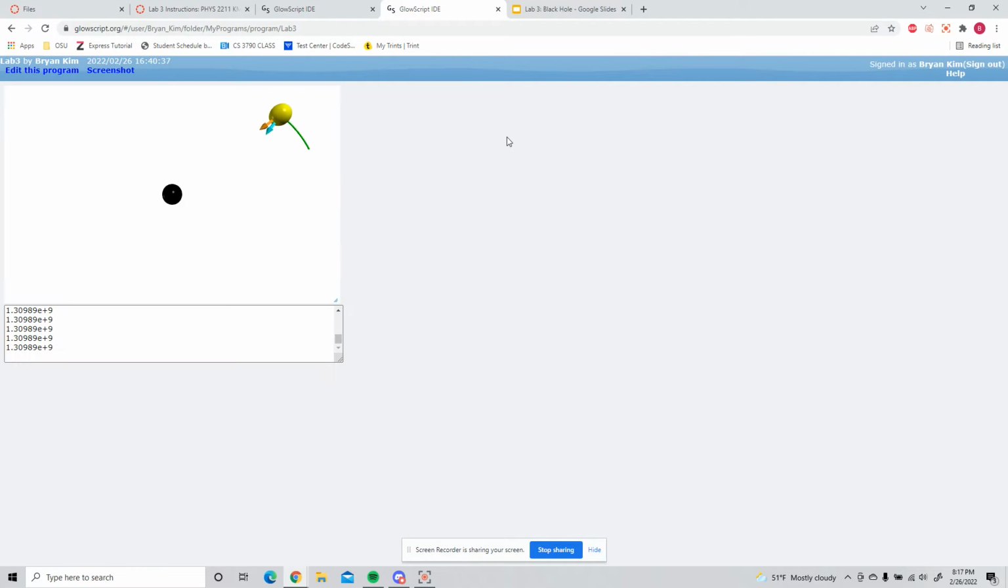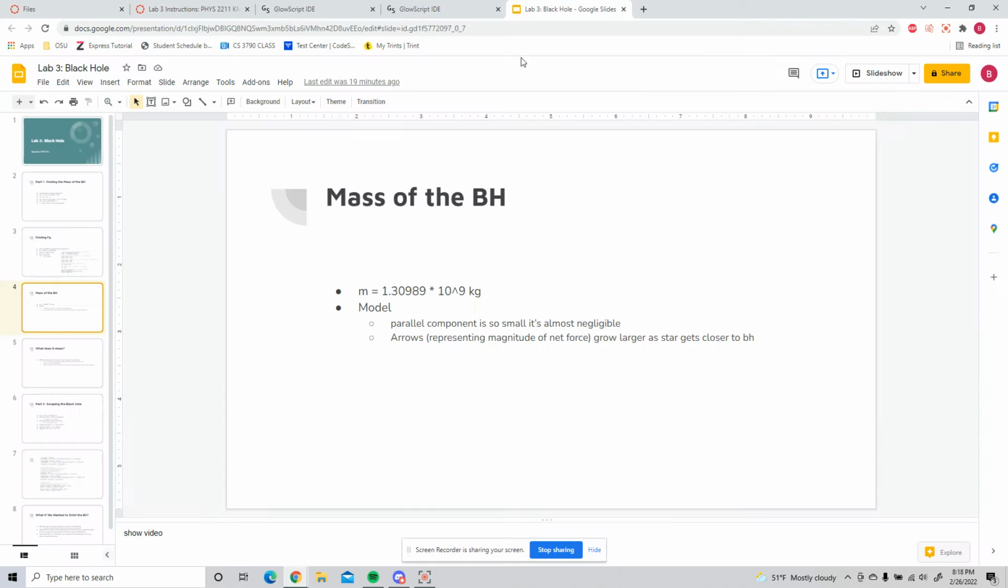Essentially, if you look at the arrows here, there are three arrows: one that's very tiny and pink over here, and two that are getting larger and smaller depending on where the star is relative to the black hole. The parallel component is very small, almost negligible, whereas the perpendicular component and the net force in general are pointing towards the black hole, because there's a gravitational pull that the black hole has on the star. And it gets bigger because as distance decreases, the pull gets larger.